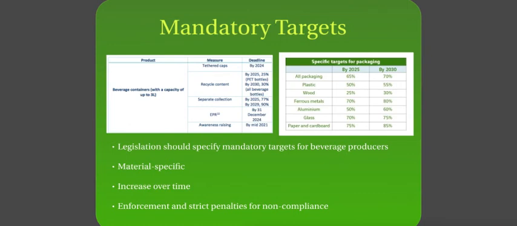Mandatory targets. Deposit return legislation should specify mandatory targets for collection, recycling, and convenience levels. These targets should be material specific, and these targets should increase gradually over time to encourage greater levels of diversion. And legislation must include penalties for failing to meet these targets.